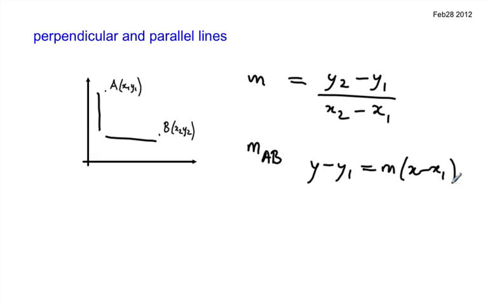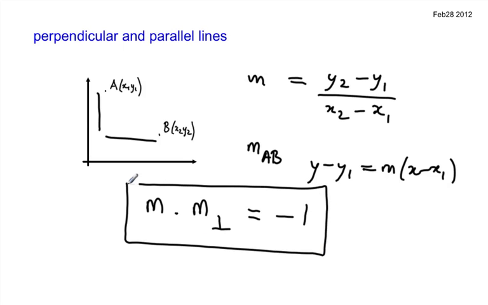Now, if the question says, what is the equation of the line which is perpendicular to that line, then we need to know what the gradient of a perpendicular line is. And it's very, very simple. There is a relationship between the gradient of a line and the gradient of its perpendicular line. And that is this one here. The gradient multiplied by the gradient of the line that is perpendicular, when you multiply them together, you get -1. That is it. You have to remember that, but it shouldn't be too hard.